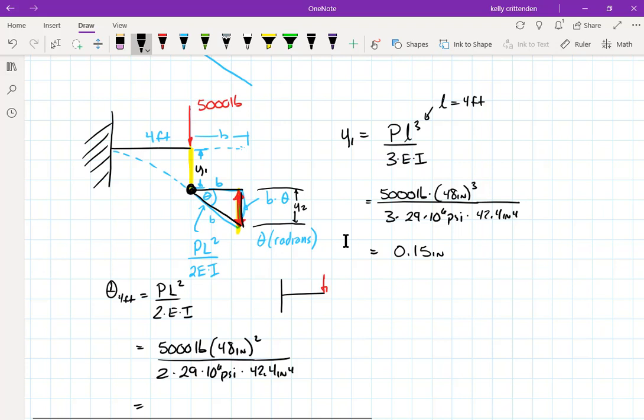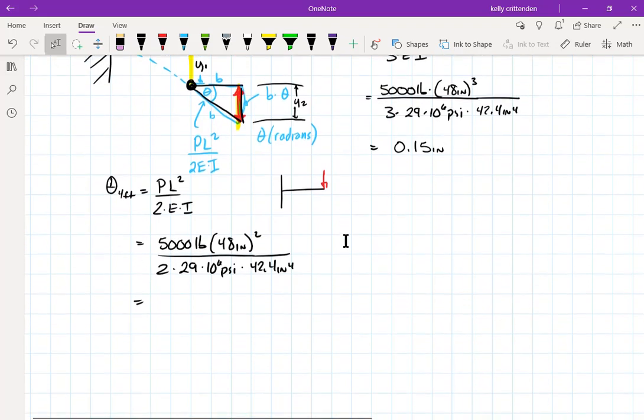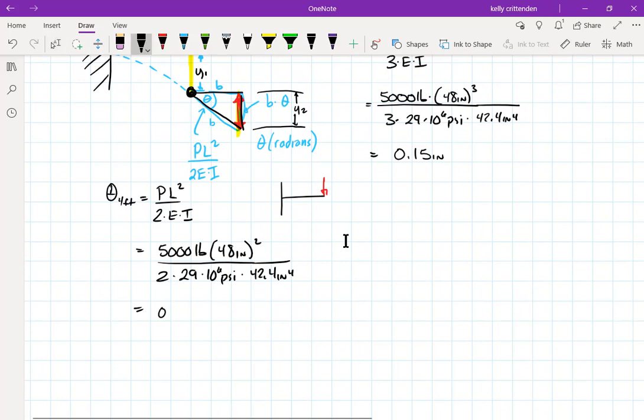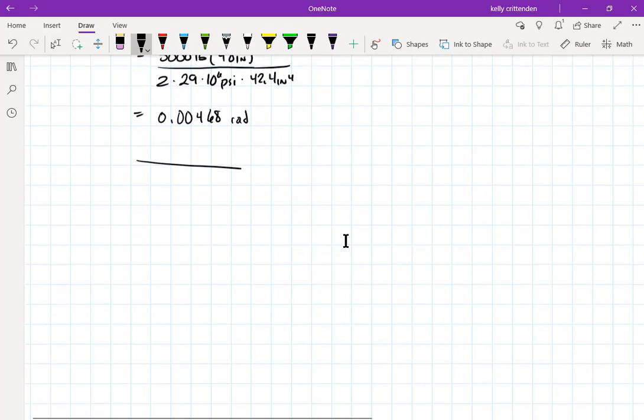I don't know what this number equals. Let's see. Oh, nope, that's the last number. 5,000 times 48 squared divided by 2 divided by 29 million divided by 42.4. So I get a tiny number, but this is radians, 0.00468 radians. That is this. So this is the last little 3 feet of the beam.